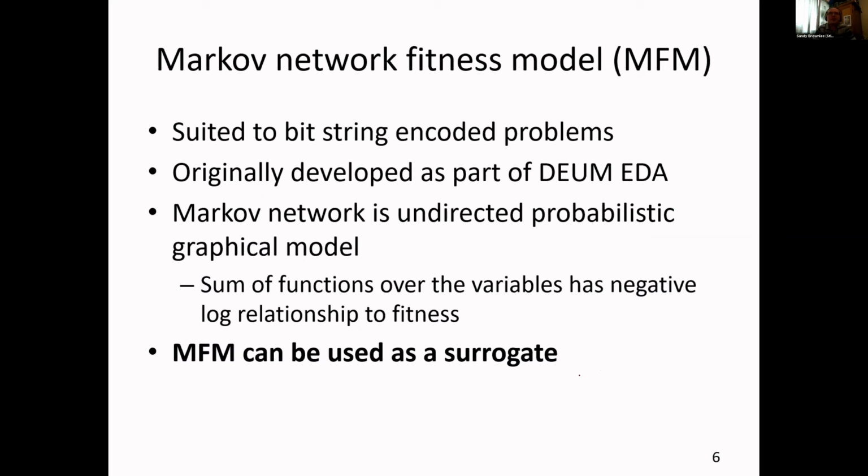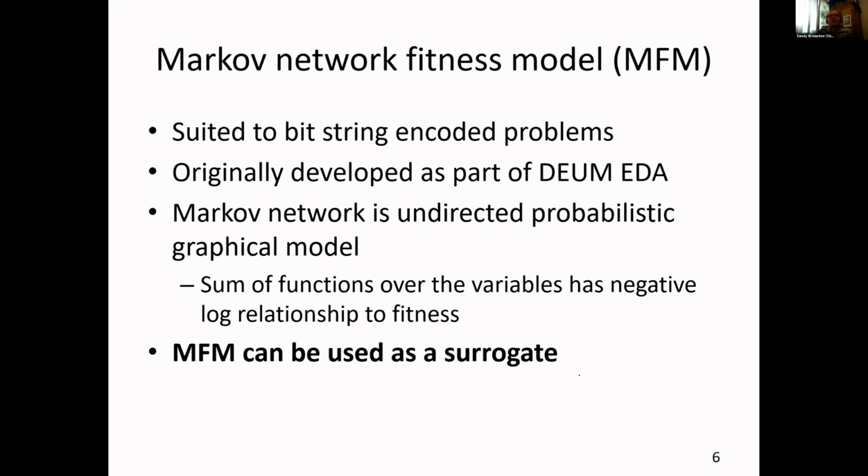So I'm going to introduce now a specific kind of surrogate model known as the Markov network fitness model. It's designed for bit string encoded problems, and it was originally developed as part of what's known as an estimation of distribution algorithm, an EDA called DEUM, and it's an undirected probabilistic graphical model. Basically what it boils down to is a linear sum of functions over the variables, relating them to the negative log of fitness, and we can use that as a surrogate model.